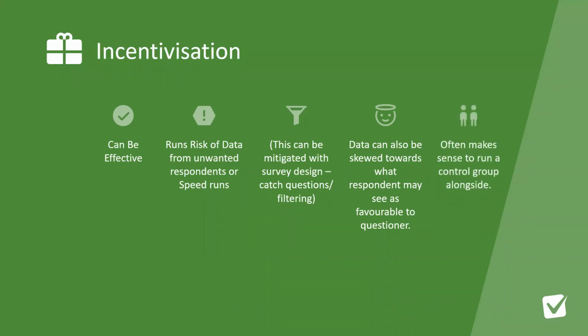This means it can be a good idea to run a small control group of unincentivized respondents alongside an incentivized survey. This is essentially so you've got a bit of a sanity check on the data that you've collected. It's definitely effective, but you just need to make sure that you bear the above things in mind when you're doing it, and you will generally benefit from having a larger data set.